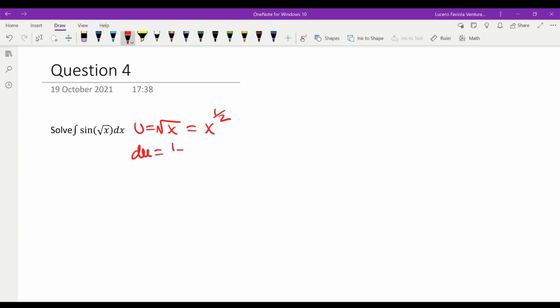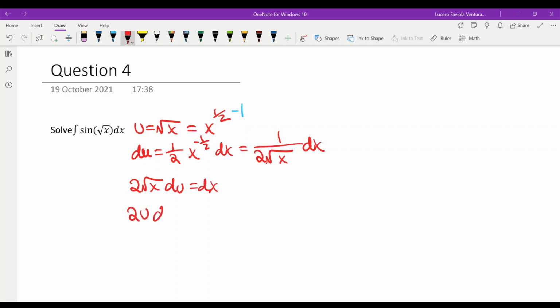du then equals 1/2 times x to the negative 1/2, because we do 1/2 minus 1, dx. Or in other words, 1 over 2 square root of x dx. And then this can be written as 2 square root of x du equals dx. Because of our u substitution, it is 2u du equals dx.